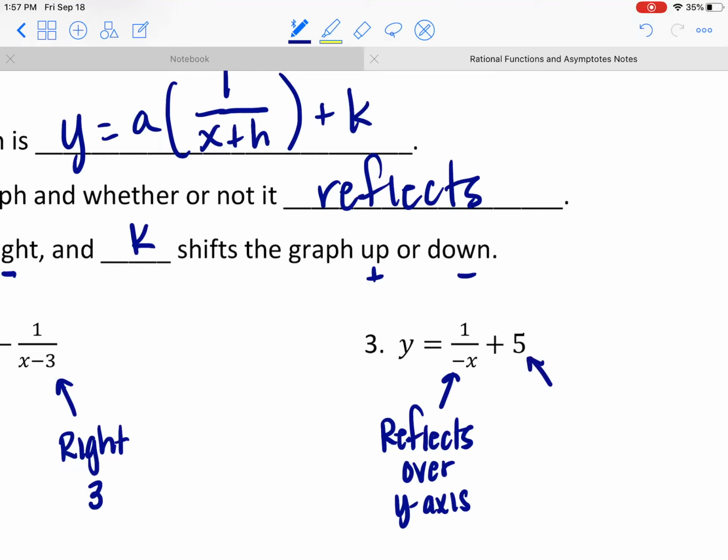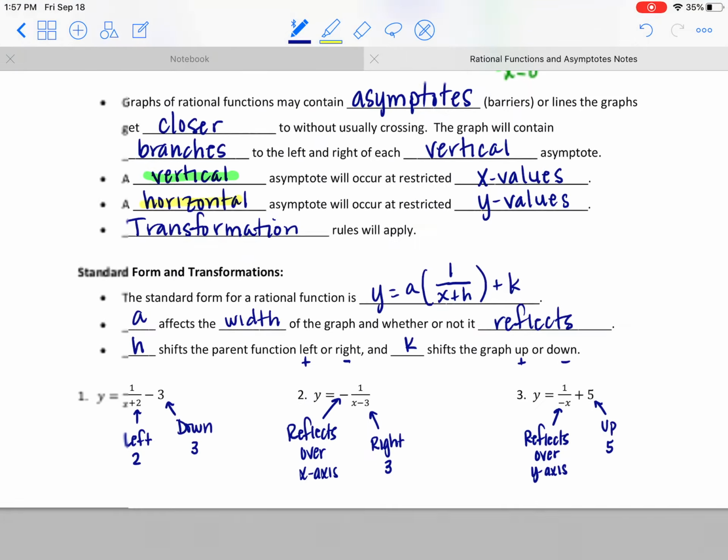And then the plus 5 here would translate this graph 5 units up. So this is going to go up 5 units.